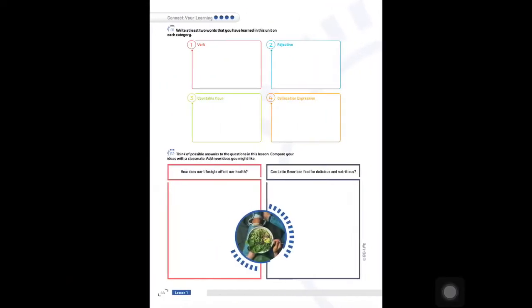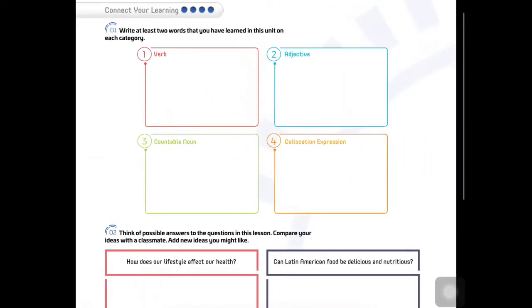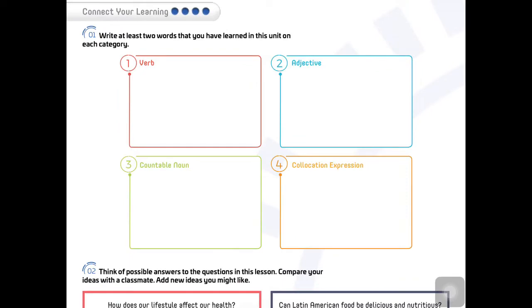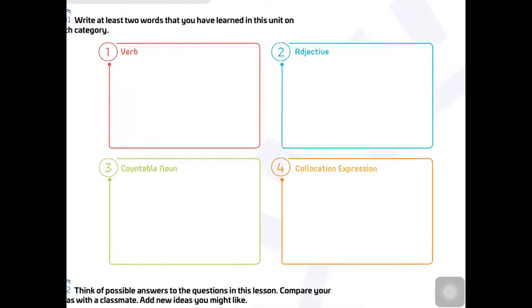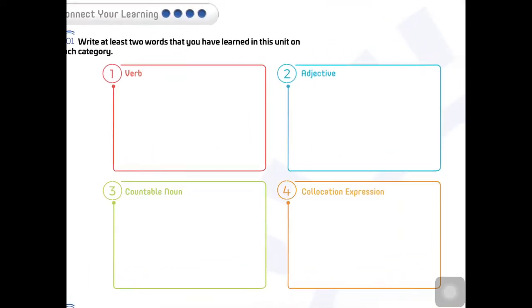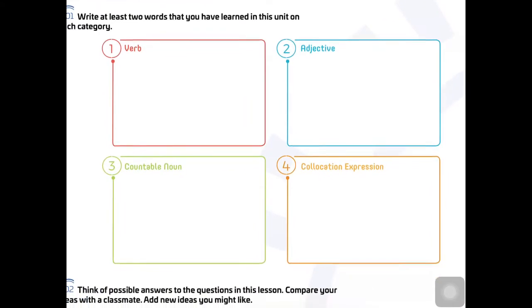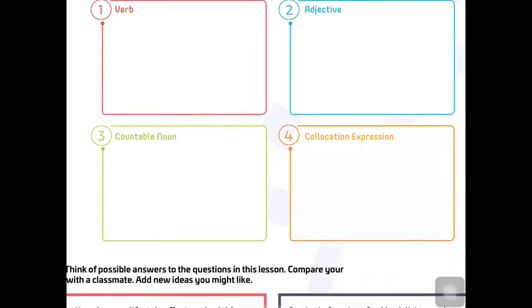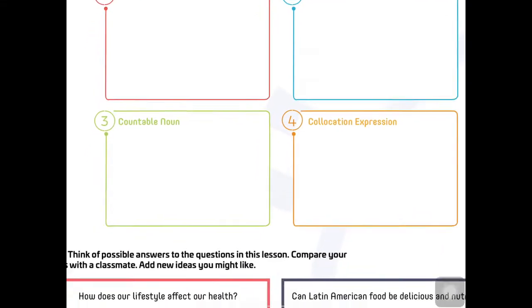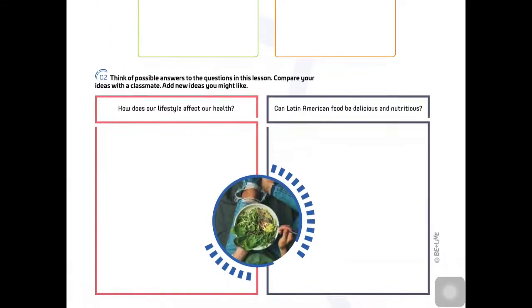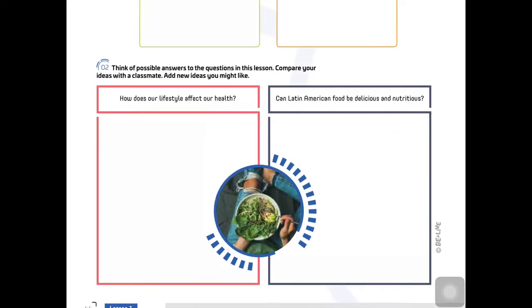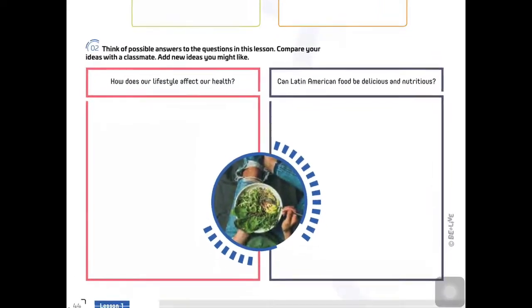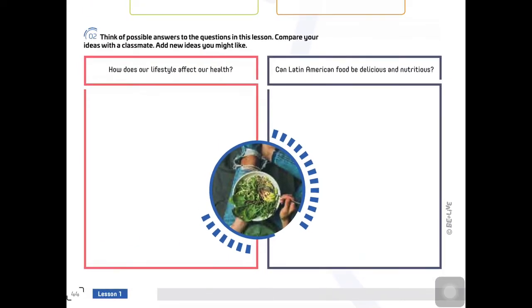On page 44, write at least 2 words that you have learned in this unit on each category. Please, verbs that you have learned, adjectives, countable nouns, collocation expressions. For example, from the digital book, that could be a good option. Exercise 2, think of possible answers to the questions in this lesson. Compare your ideas with a classmate. We are going to compare these in the virtual class. Add new ideas you might like.